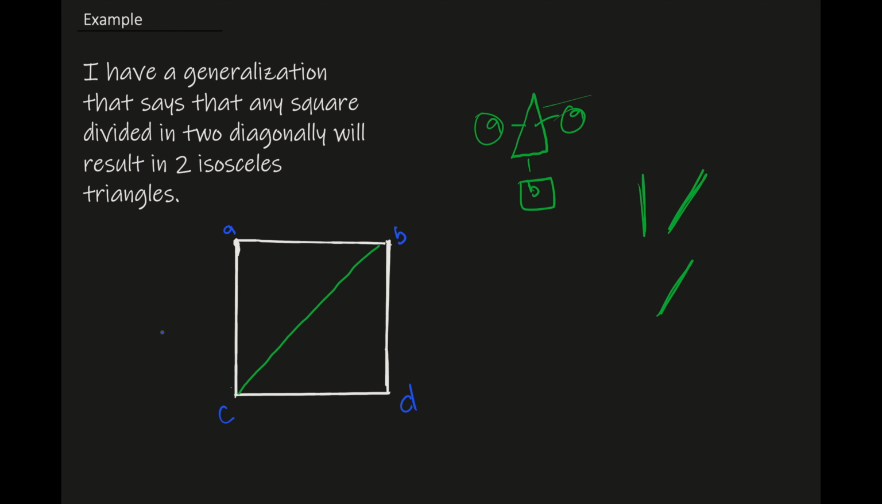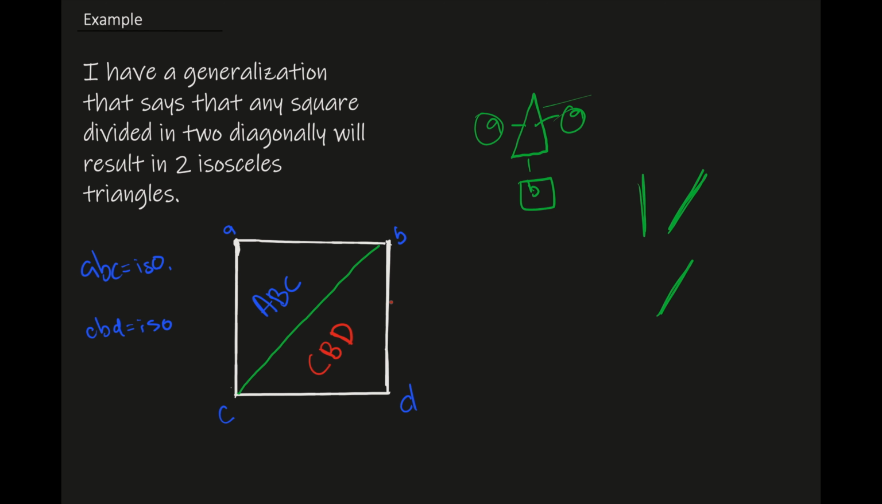Triangle ABC will be isosceles. I'm going to write iso. And then triangle CBD will be isosceles. ABC is this one, it goes from A to B to C. And this one is CBD. That's how we're going to keep track of what we're calling.